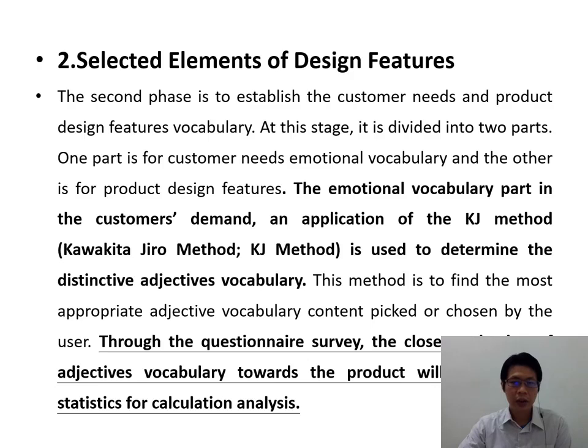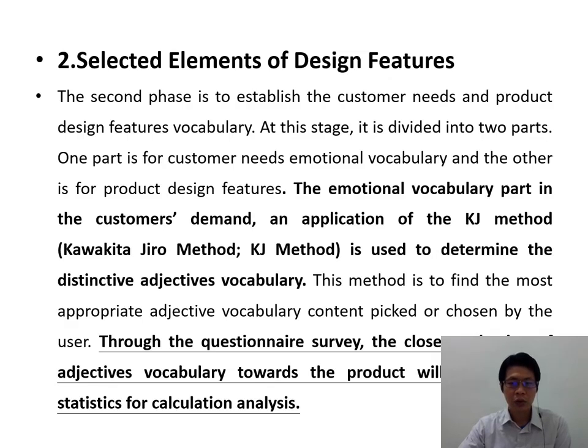The second stage is to establish the customer needs and the product design feature vocabulary. At this stage, it is divided into two parts. One part is for the customer needs emotional vocabulary, and the other is for the product feature. For the emotional vocabulary part in the customer's demand, the KJ method is applied to determine the distinctive adjective vocabulary.